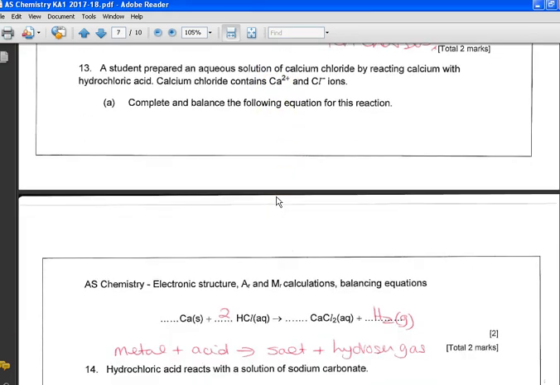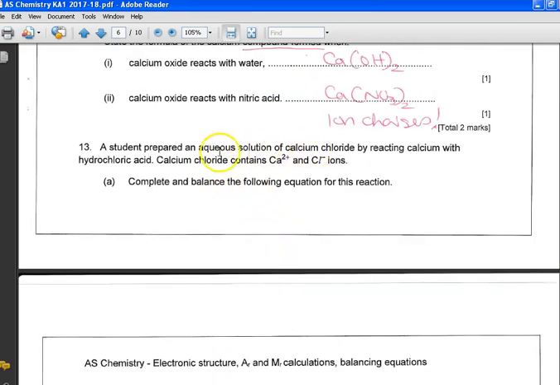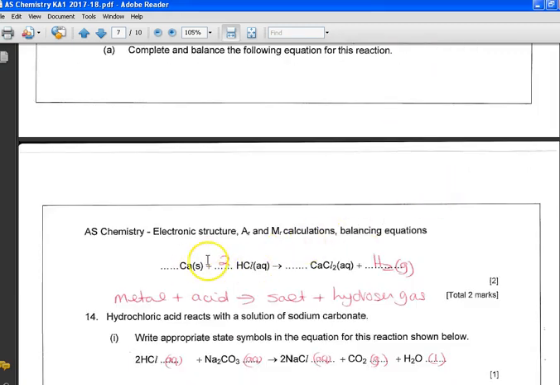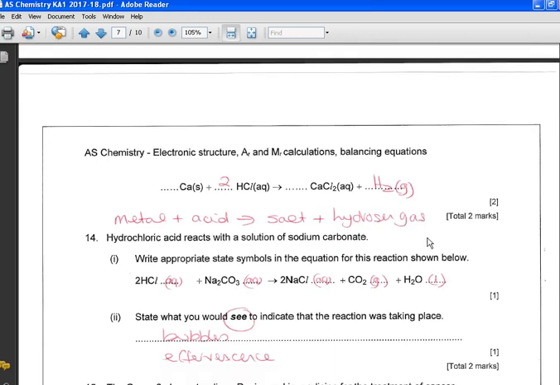Okay, so we are asked here to balance an equation where we've prepared an aqueous solution of calcium chloride reacting calcium with hydrochloric acid. Yeah, so metal plus an acid gives a salt plus hydrogen gas. Some of you put here 2H, but hydrogen is one of those diatomic molecules. In an equation, it's always written as H2, not 2H.